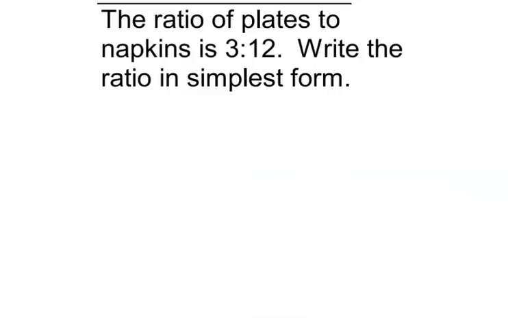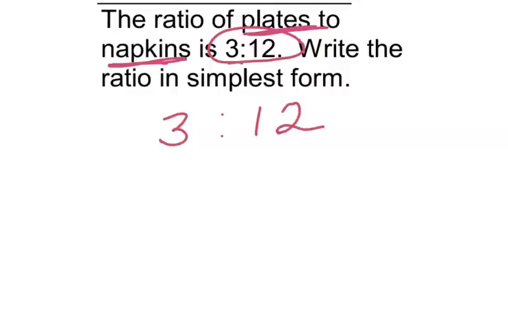The ratio of plates. So first is plates to napkins. So napkins is second is 3 to 12. So basically it's 3 plates for every 12 napkins. All right, I guess that's good if you're a messy eater. Maybe it's a barbecue eating contest. I don't know. But it says write the ratio in simplest form.